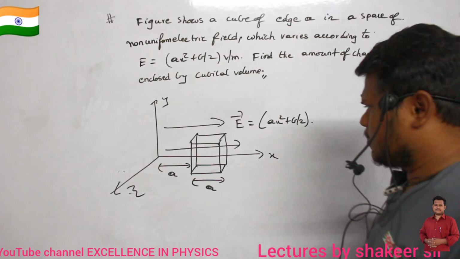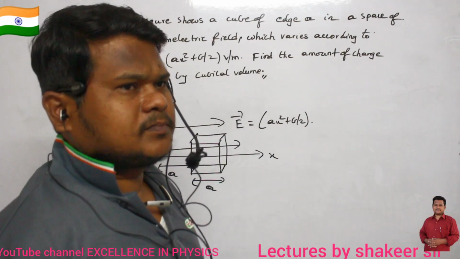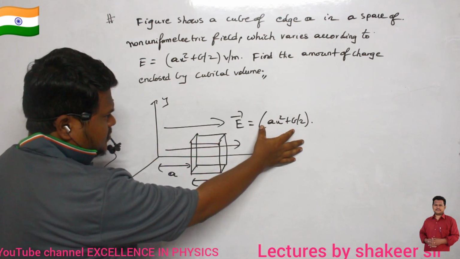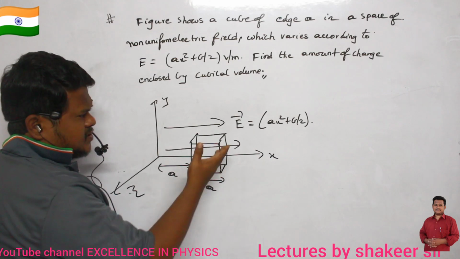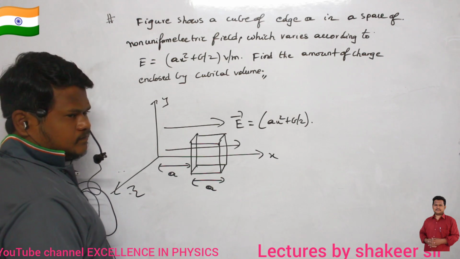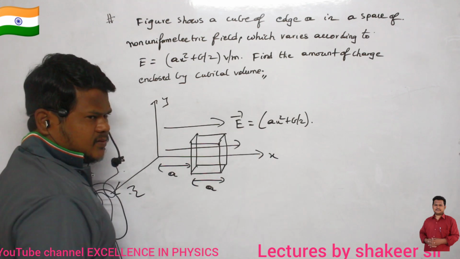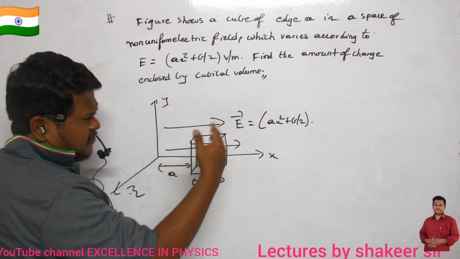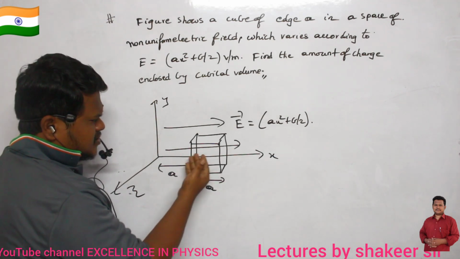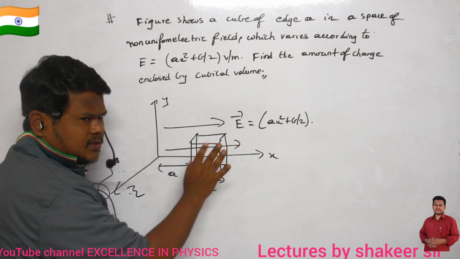So, any idea how we can do this problem? This is a cube which is present in an electric field varying according to this relation. Is the electric field increasing or decreasing with x? Definitely increasing, Ax square: as x increases, the electric field also increases. So charges are also present somewhere on this line, which means this cube is also enclosing some charges.